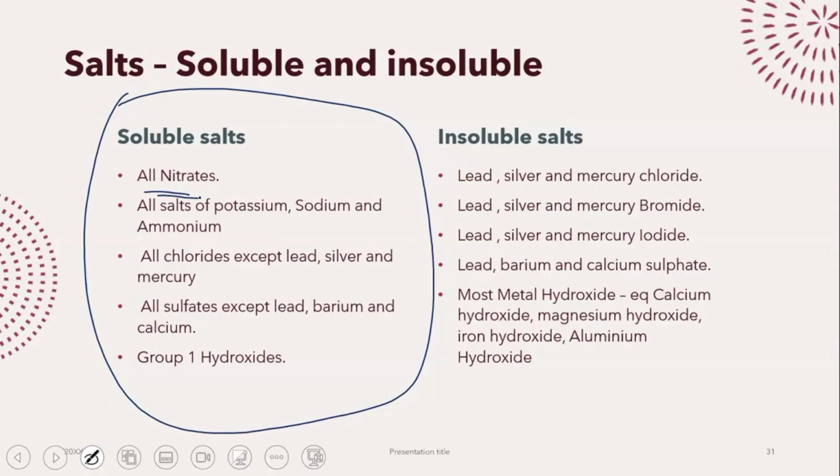Then, all chlorides except for three: lead, silver, and mercury. Learn the exceptions. Lead, silver, and mercury are the only ones you need to know are insoluble. Anything other than that, magnesium chloride, aluminum chloride, calcium chloride, doesn't matter. It's soluble. Only three exceptions: lead chloride, silver chloride, and mercury chloride. And this rule applies, by the way, to all halogens. Chlorides, bromides, iodides, they're all soluble except for lead, silver, and mercury.